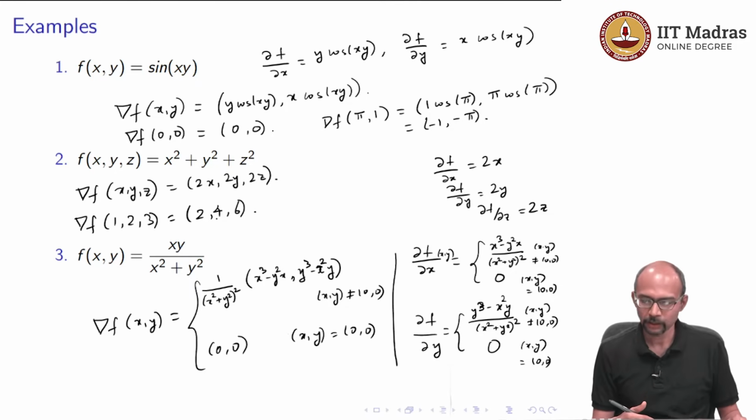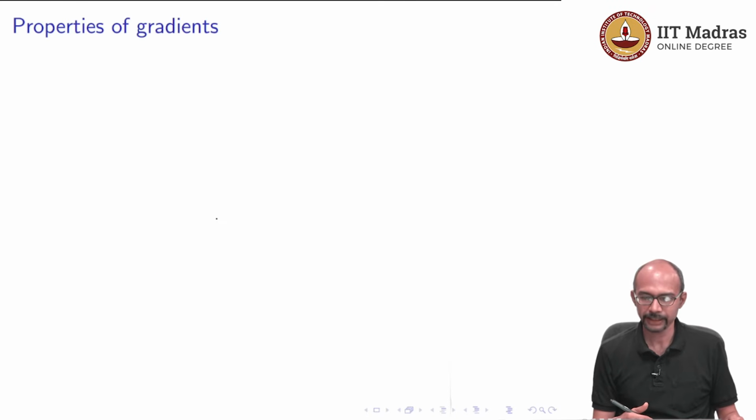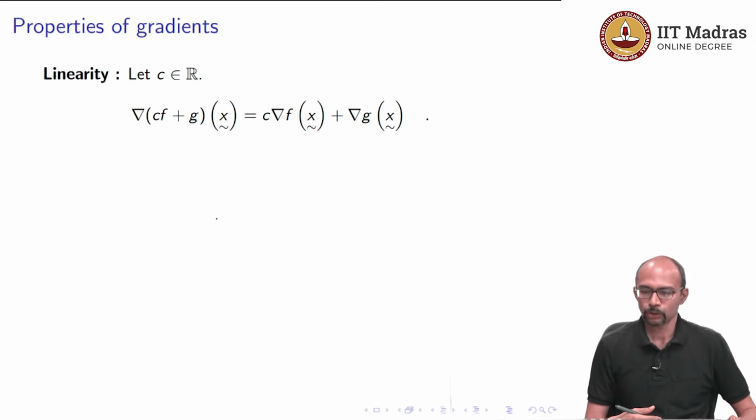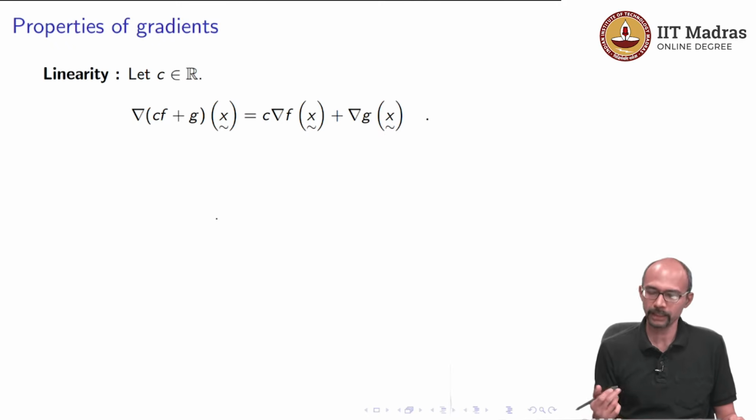Fine. So, now that we have studied the gradient, let us quickly study some properties. These are the same properties that we have studied for directional derivatives, so I am going to summarize them very fast. If you have two functions f and g and a scalar c, the gradient of c f plus g is c times the gradient of f plus the gradient of g. So, now what are we doing? We are doing vector addition and scalar multiplication.